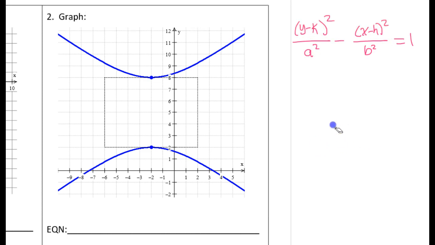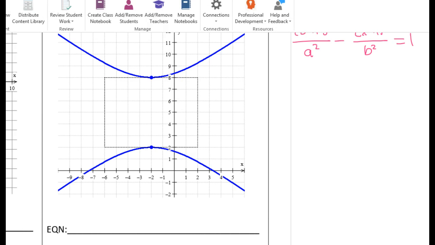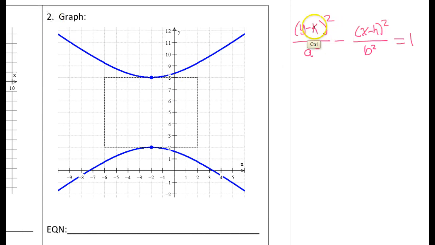Okay, so with that in mind, the easiest thing to do is figure out what the center is, because that's going to be my h and my k. So I can tell that the center is going to be right here. This is the point. Okay, the center is the point -2 comma 5.